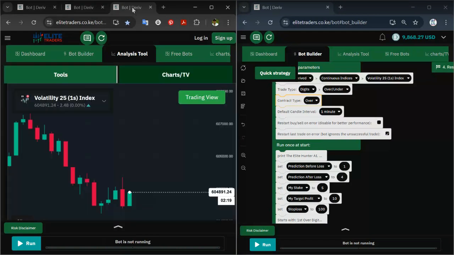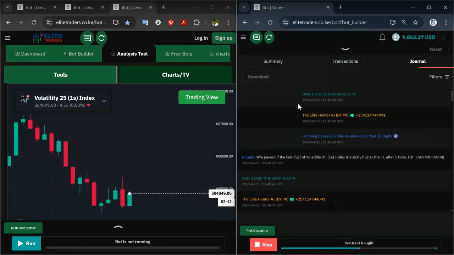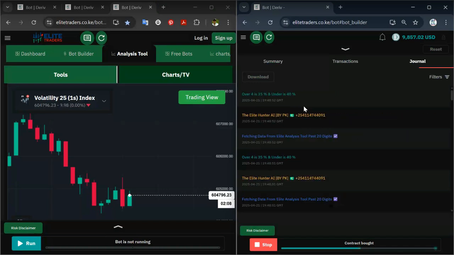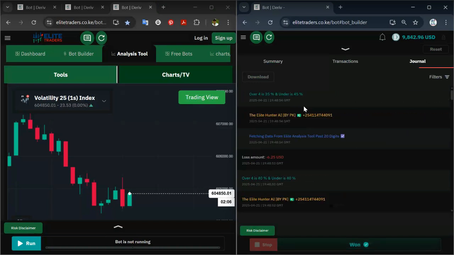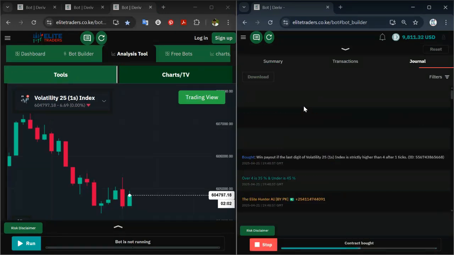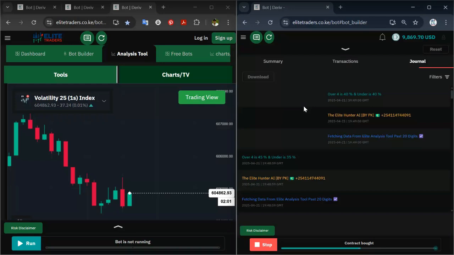The next thing you do, you just need to run your bot. So this does not require what you call an entry point. The robot will actually get the entry point for you. So you just need to run. And you can see here we have run our bot and it has started. The robot immediately started executing the contracts.